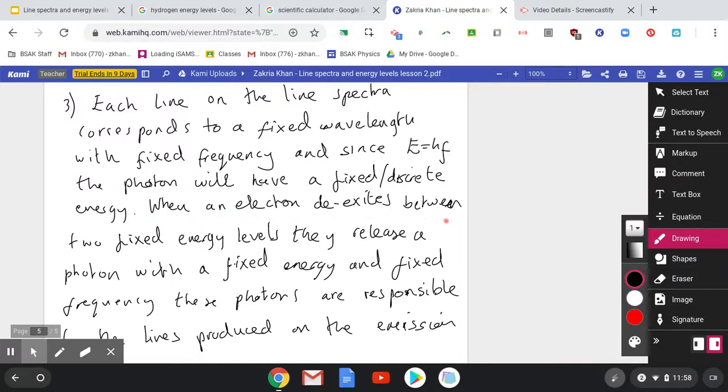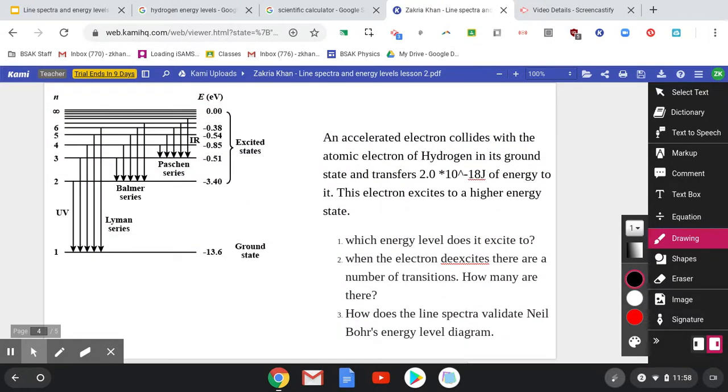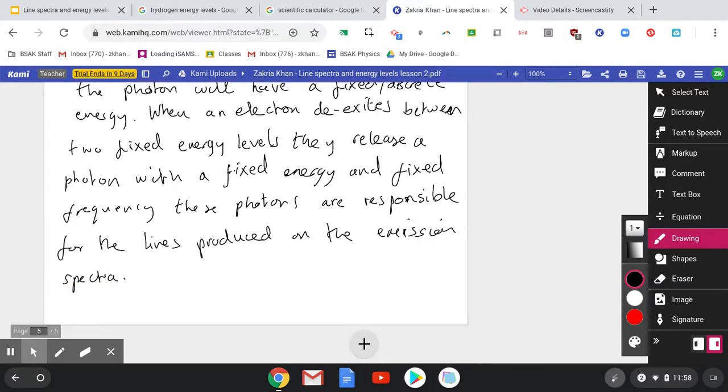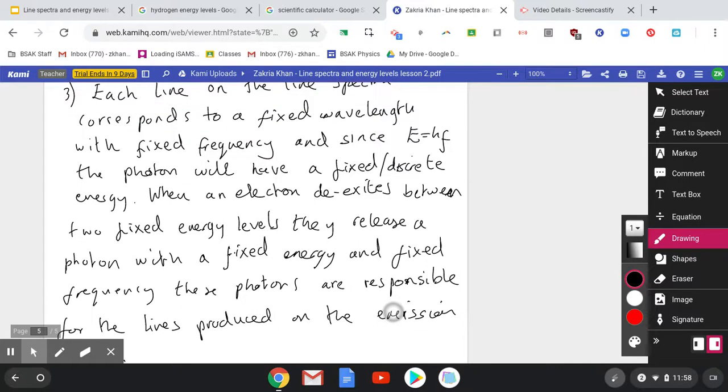So now we're going to jump to the energy level diagram. When an electron de-excites between two fixed energy levels, so the word fixed is cropping in there again. Not de-excites between two energy levels, we say two fixed energy levels, because for hydrogen, it's the same everywhere in the universe. They release a photon with a fixed energy and a fixed frequency. And these photons are responsible for the lines produced on the emission spectra. This is a very, very common question.